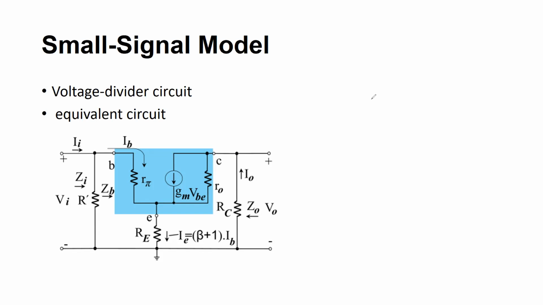And this time, as you can see on the screen, we are given a small signal model of a BJT circuit. And we have to derive a circuit diagram from this given small signal model. So as I have written here, this is basically an equivalent circuit for a voltage divider bias of a BJT. It is also called an equivalent circuit.